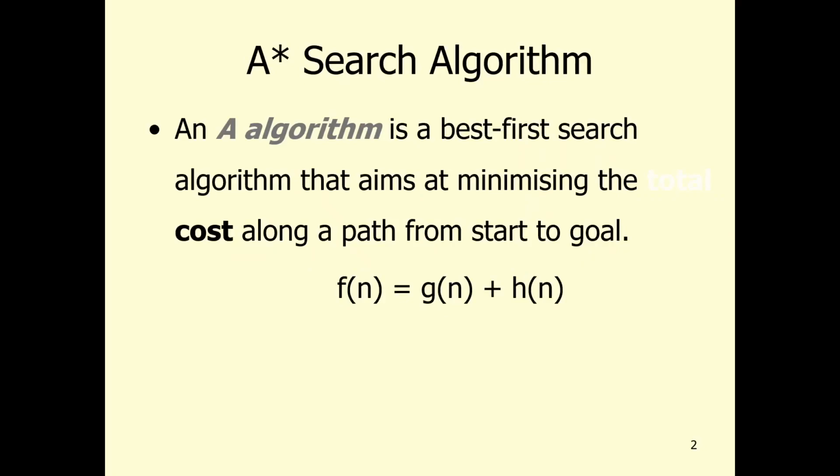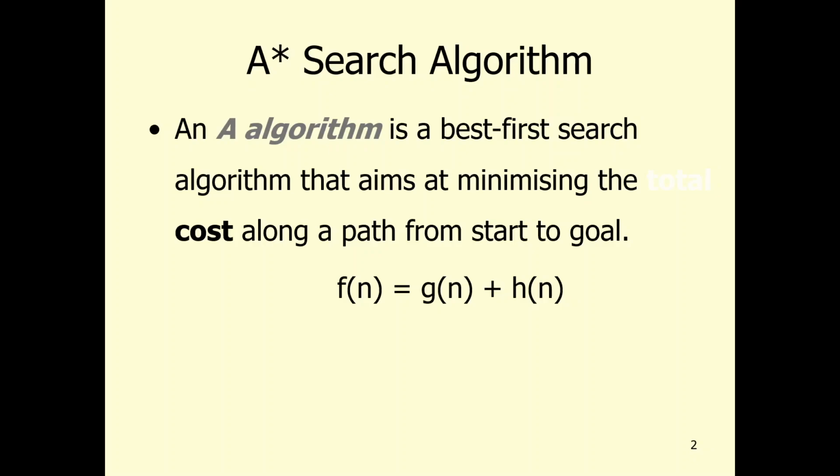It uses heuristic function, that is h of n, and cost to reach the node n from the start state, that is g of n. A-star search algorithm finds the shortest path through the search space using the heuristic function. This search algorithm expands less search tree and provides optimal result faster. In A-star search algorithm, we use search heuristic as well as the cost to reach the node.